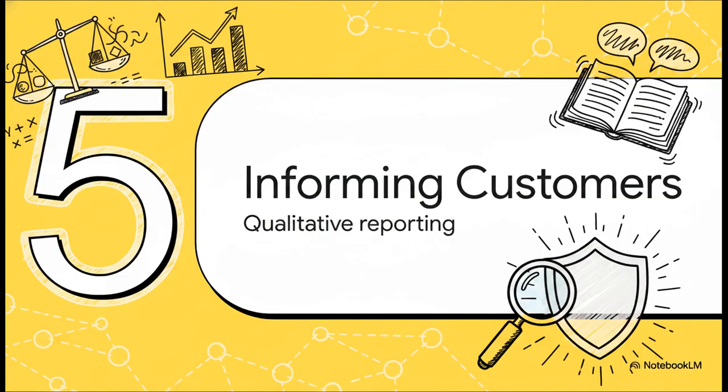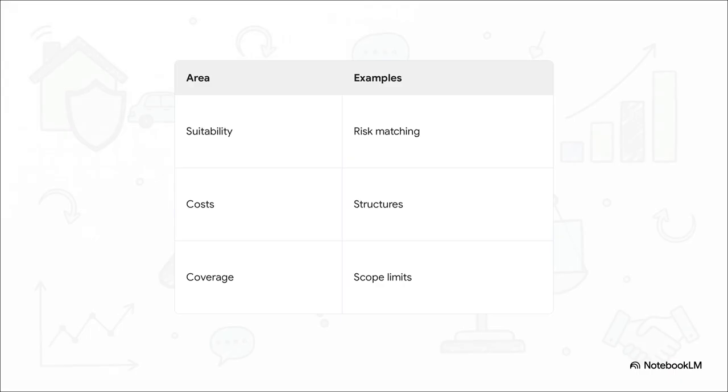Finally, Section 5. Informing your customers effectively. We're moving from the quantitative math to the required qualitative narrative. So you actually have to publicly detail exactly how you explain these incredibly dense topics to your customers. This covers product suitability based on their specific risk profile, the underlying cost structures, coverage limits, and the exact procedures for claims payments. Most importantly, you need to detail how you communicate unique policy exclusions, like anti-concurrent causation clauses.